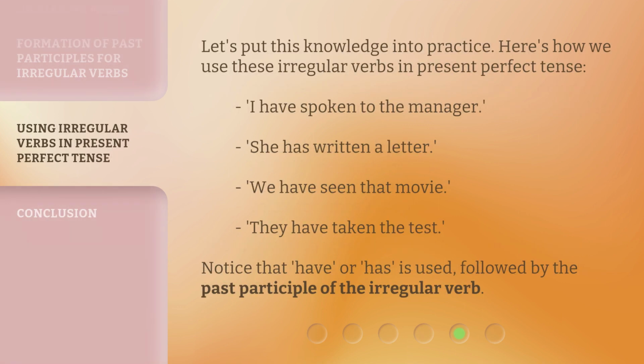Let's put this knowledge into practice. Here's how we use these irregular verbs in present perfect tense. I have spoken to the manager. She has written a letter. We have seen that movie. They have taken the test. Notice that have or has is used, followed by the past participle of the irregular verb.